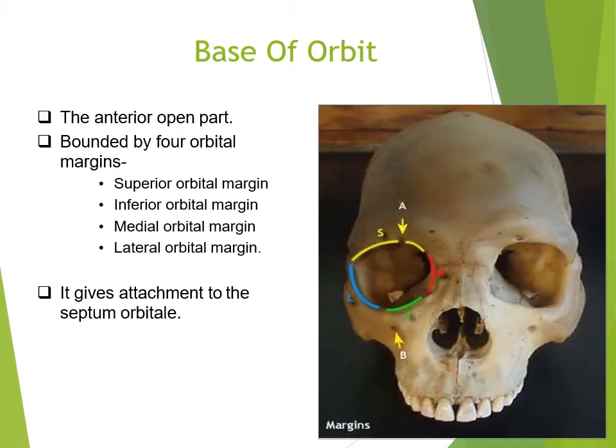What is the base of this? The base is the margin of the orbit. We call it the superior orbital margin, the inferior orbital margin, the lateral, and the medial orbital margin.